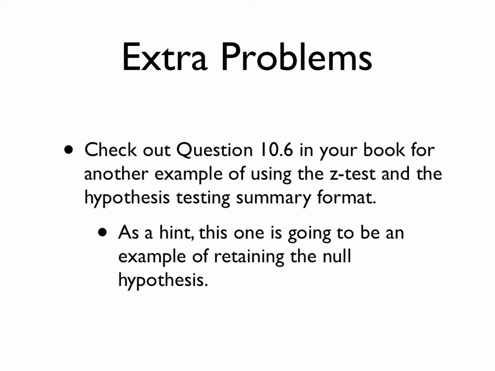Okay, so if you're still looking for extra examples, you can check out question 10.6 in your book for another example of using z-test and the hypothesis testing summary format. And just as a hint, this one is going to be an example where you're going to actually retain the null hypothesis. The answer is in the back of the book, so you can go ahead, solve the problem the way we did in class, and then you can check your answers in the back of the book. So here, you're going to find an example of retaining the null hypothesis and what that looks like.